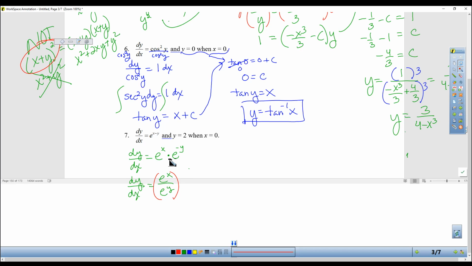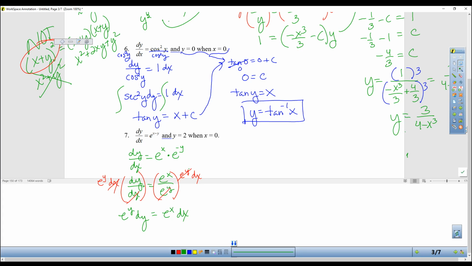So now I can clear my fractions. That was the tricky step. I can clear my fractions. I'm going to multiply both sides by the e to the y and by the dx. On this side, that leaves me with e to the y dy. And on this side, I'm left with e to the x dx.